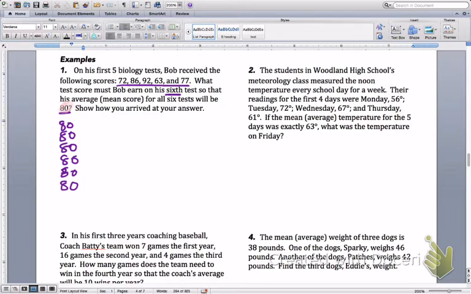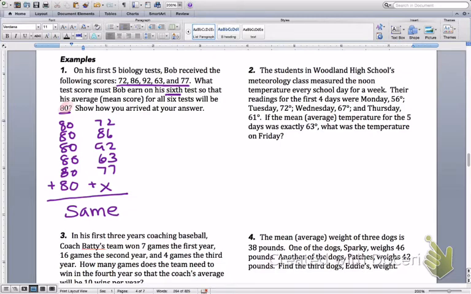But what Bob actually got were 72, 86, 92, 63, 77, and we do not know his last test, so I'm just going to give it a variable. Let's just call it x. And the idea is when we add these, the answer for both of these is going to be the same. So that's what we mean by an average of 80. Adding 6 80s will be the same thing as adding these 5 tests plus this last test that we are trying to figure out.